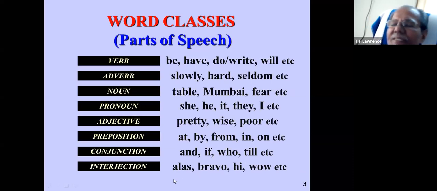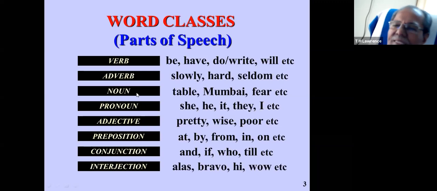Now, I'll just sift through all the words by giving you a very brief definition. A verb is a word that indicates a state or a possession or an activity. That's why we say be, have, do, write, will, etc. are verbs. An adverb is a word that is used to add more information to a verb, or it modifies the verb. Slowly, hard, seldom, etc.